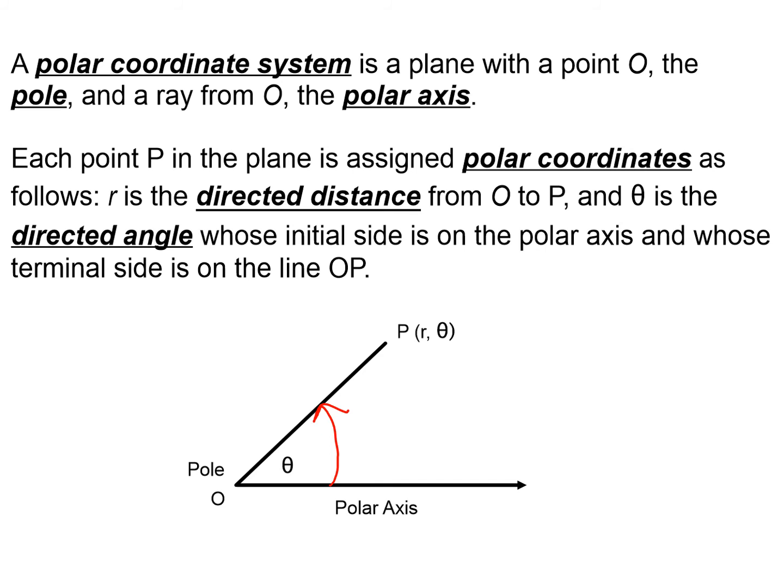So again, in rectangular coordinates, we have x comma y. Now with polar coordinates, it's going to be r comma theta. And again, if I go too fast, I apologize. It's kind of hard to do this without you guys in front of me. So please pause the video as needed.